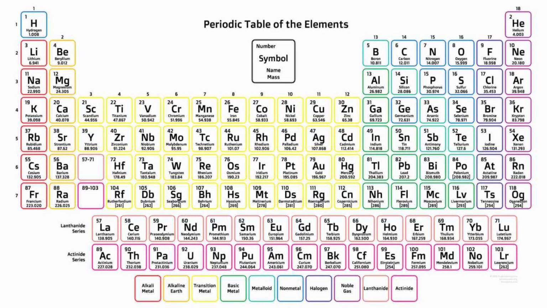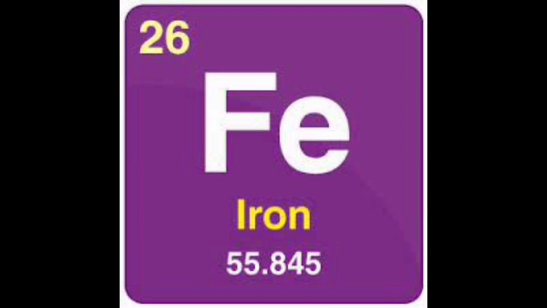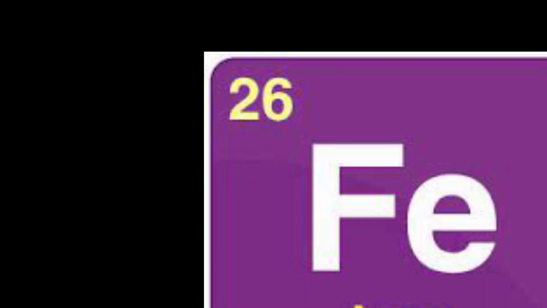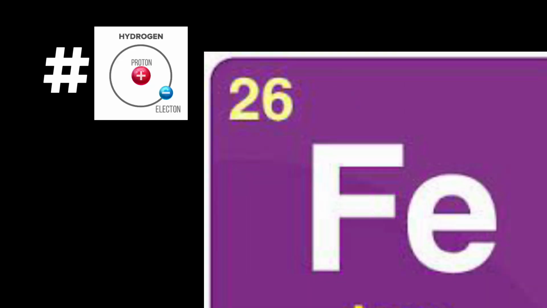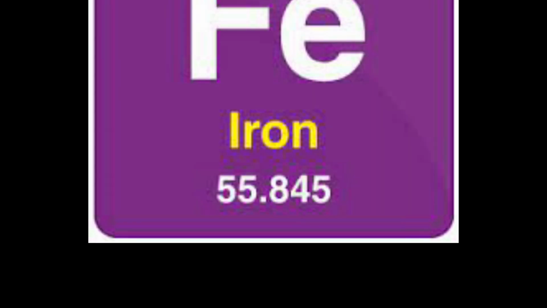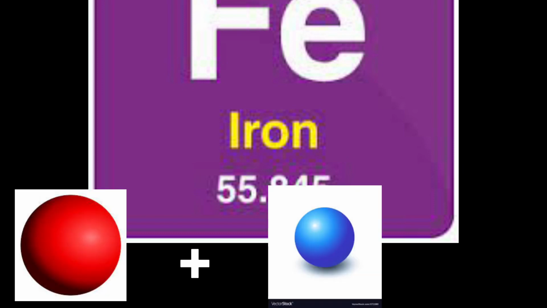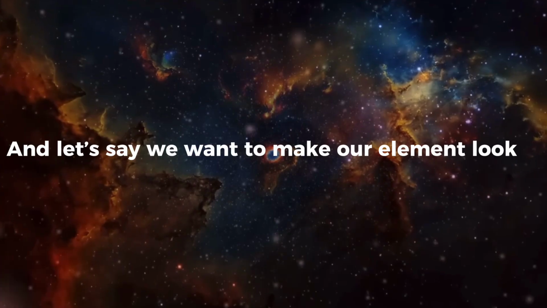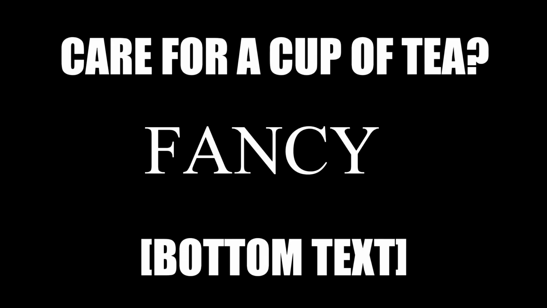Number 2. Let's take a quick look at the periodic table of elements. Let's take iron, for example, and you'll see some goofy numbers. The 26 you see at the top is the atomic number, which determines the number of protons in that atom, while the number with a bunch of decimals is the atomic mass, which is the mass of both protons and neutrons combined.